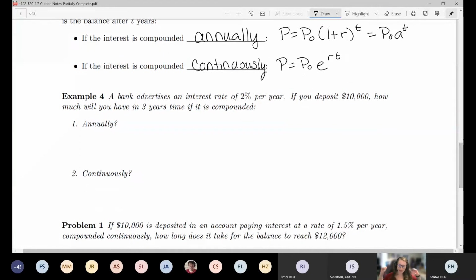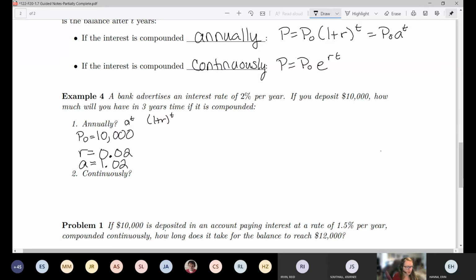So say a bank advertises an interest rate of 2% per year. If you deposit $10,000, how much will you have in 3 years' time if it's compounded first annually and then continuously? So annually is essentially going to be the A to the T form. It's usually written out as 1 plus R to the T when it's in terms of interest, but it's the same idea here. So our P0 is our 10,000. And the R in this case comes from the 2% per year. The 0.02, which makes the A value 1.02.